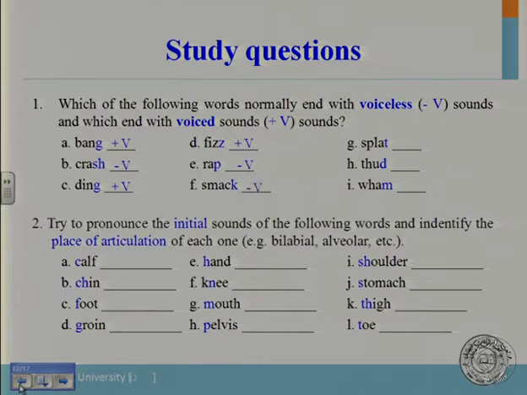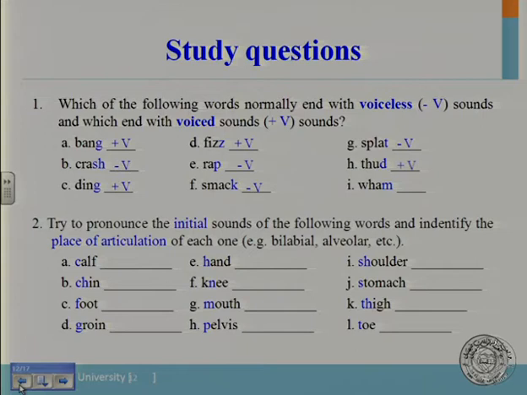Splat, t. Is it a voiceless or voiced sound? Can you answer? Of course, it is voiceless. It has no vibration. Thud, d. Is it voiceless or voiced? Of course, it is a voiced sound.